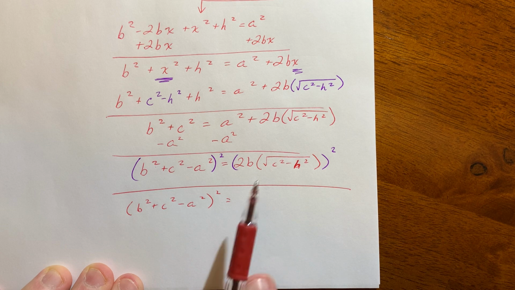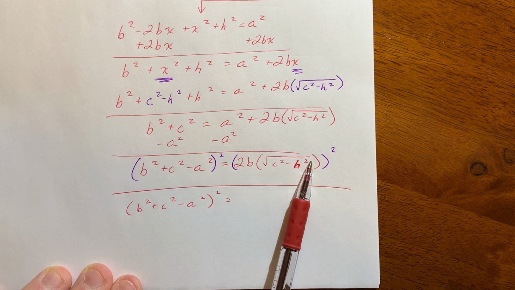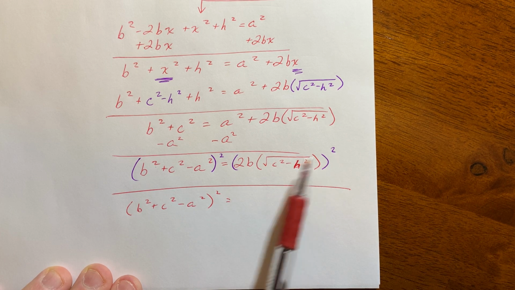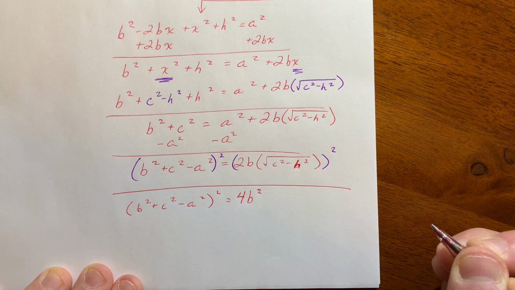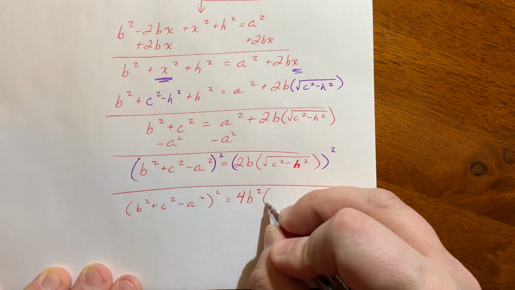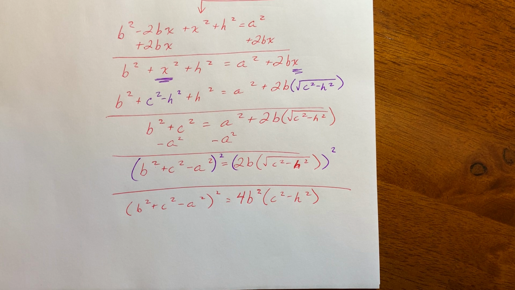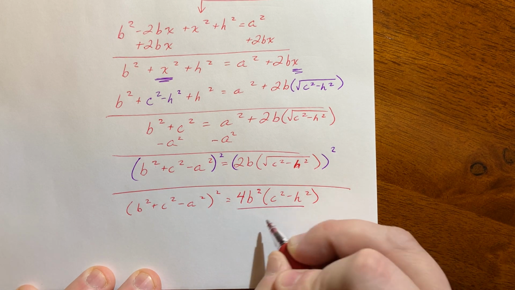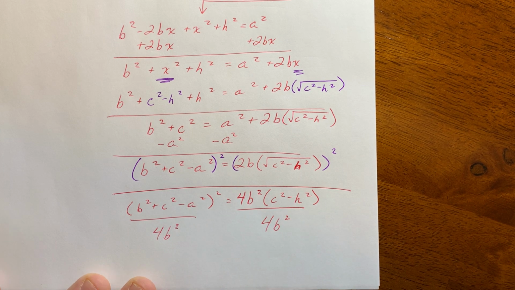And on the other side, technically, this is monomial-like in the fact that we have just a 2 times a b times this entire square root. So we can pretend that when we square it, it's just 2 times 2, which is 4, b times b, which is b squared, and the square root times itself, which just cancels the square root out. So that just becomes c squared minus h squared, freeing the h variable from the square root that it was in. At this stage, we can go ahead and divide both sides by 4b squared.